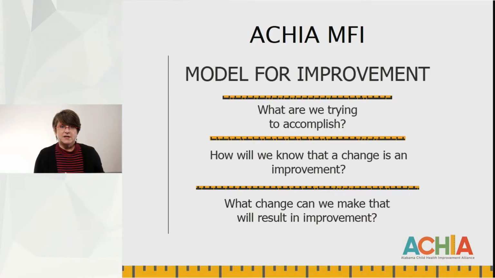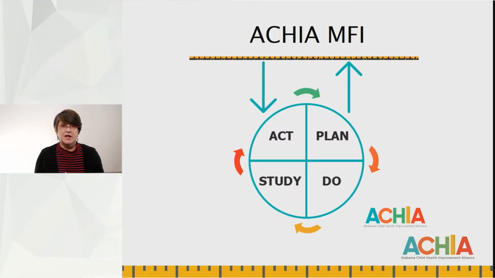The second question is, how will we know that a change is an improvement? This is, of course, our measures. And finally, what change can we make that will result in improvement? And here's where we start brainstorming some change ideas. After the 3 questions, we look at the cycle, the plan, do, study, act cycle. And these are just rapid tests of change that help us work out kinks in our change ideas before we implement them to the full practice.